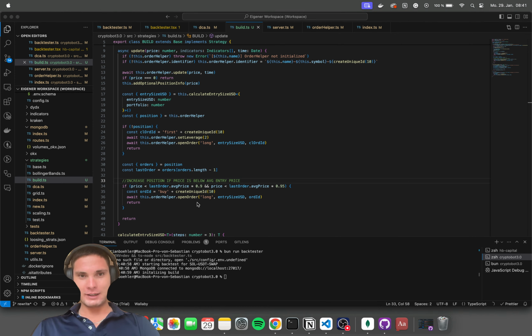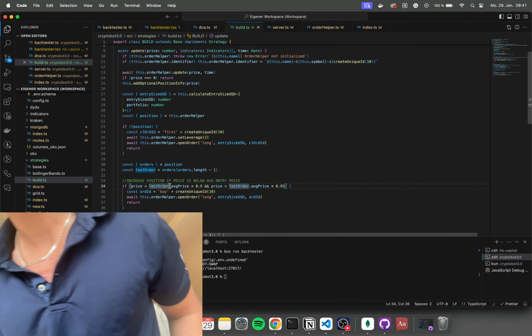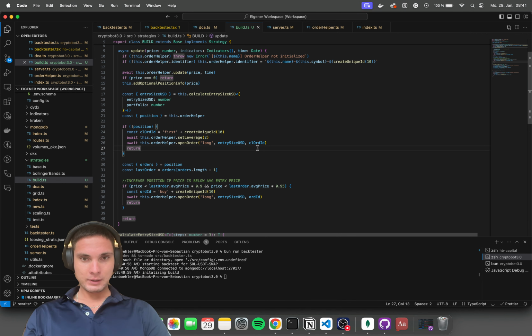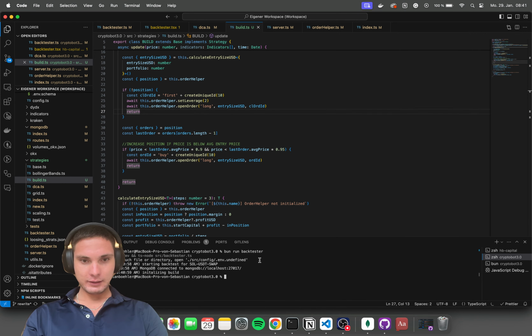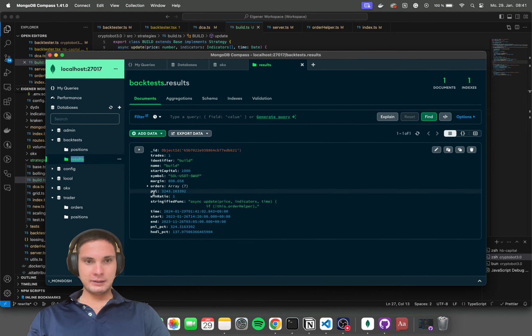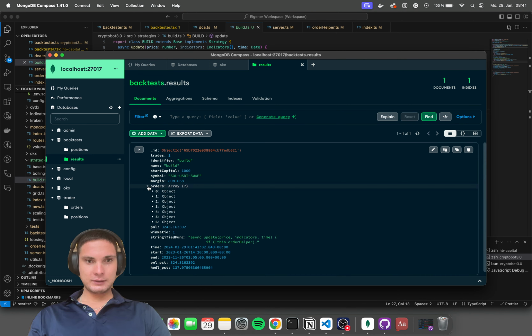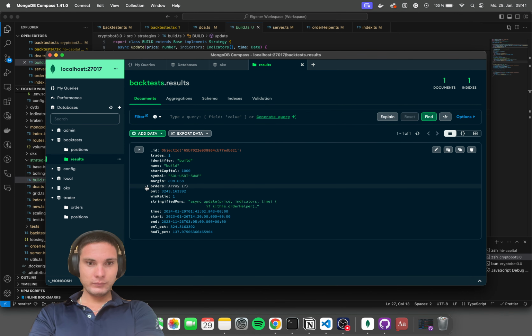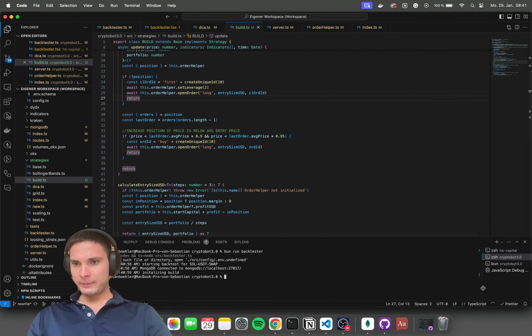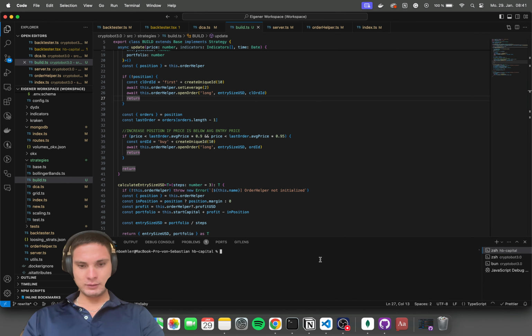Let's actually see how this looks. The backtester ran, so we now have our backtest results here. We have 7 orders, and we don't have any take profits yet, right? Right, so let's see how this looks.